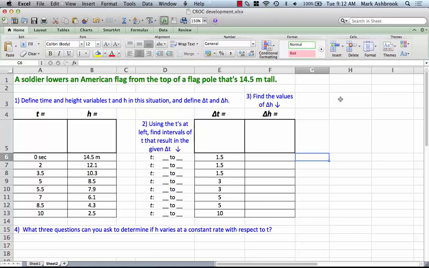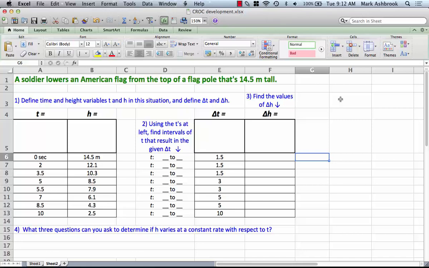So for instance, if T went from 2 to 8.5, what would the change in T be? If T went from 2 to 8.5? 6.5. So if over here in delta T there was a 6.5, you could put 2 to 8.5. And that would have a delta T of 6.5. Okay, so you're gonna look at these delta t's, and you're gonna find intervals, starting and ending values of t, that will give you those delta t's. And notice I'm asking you to repeat a few, okay? Because there's more than one way to get the same change in t, and I'm asking you to repeat those.